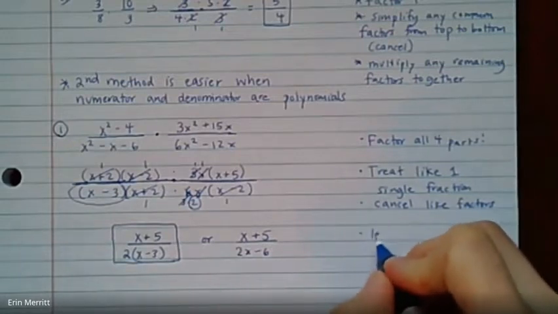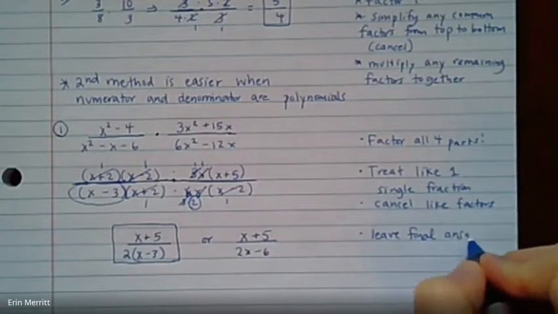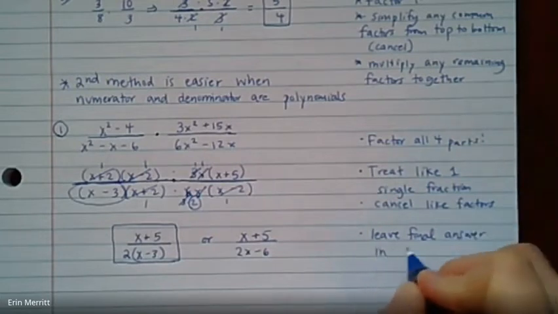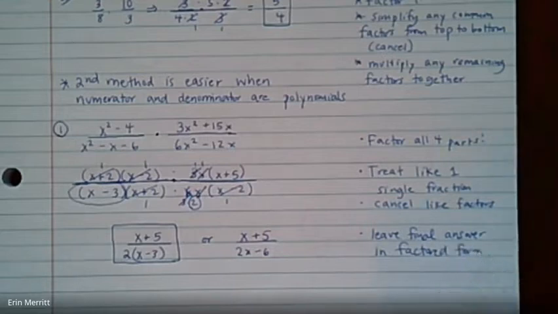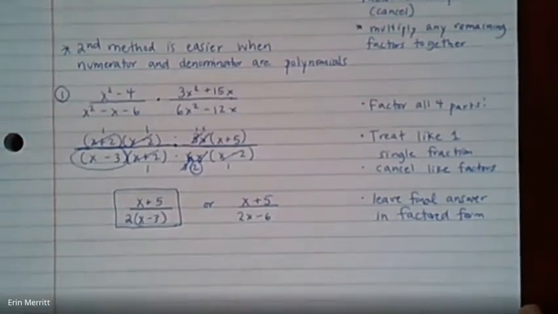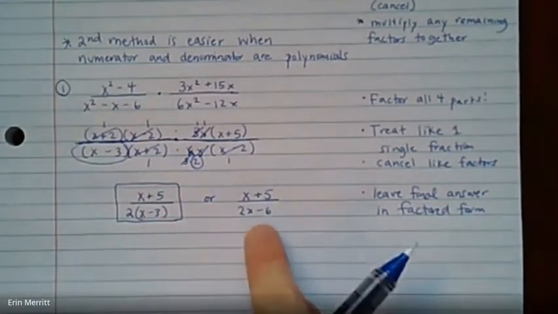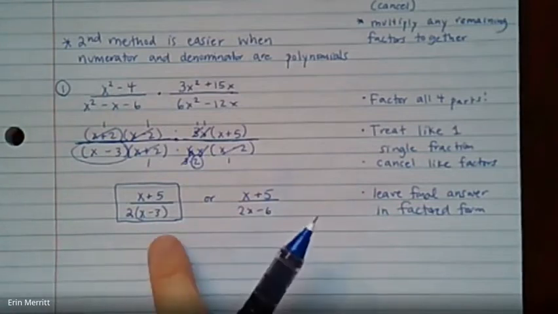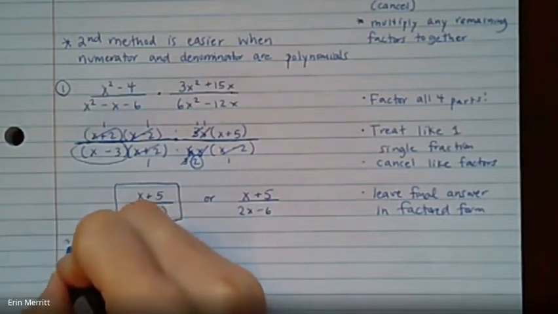So leave the final answer in factored form. Don't make more work for yourself. The only time I would say you would ever multiply back out is if it was multiple choice and you didn't see that as a choice there, and then maybe you'd have to multiply out to see this, all right? Otherwise, let's try another one.